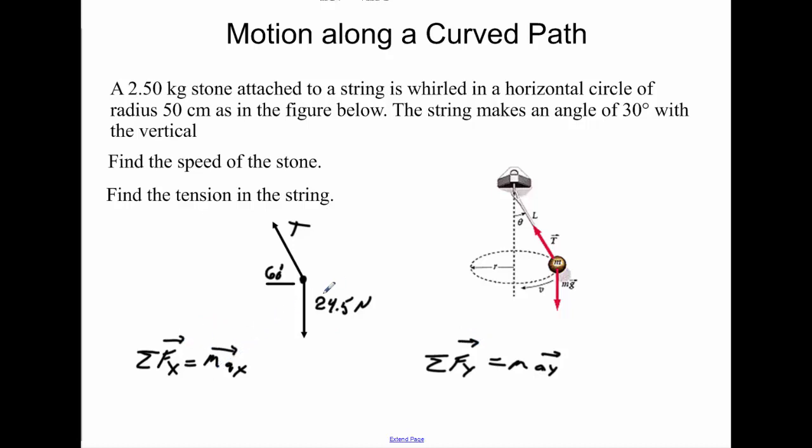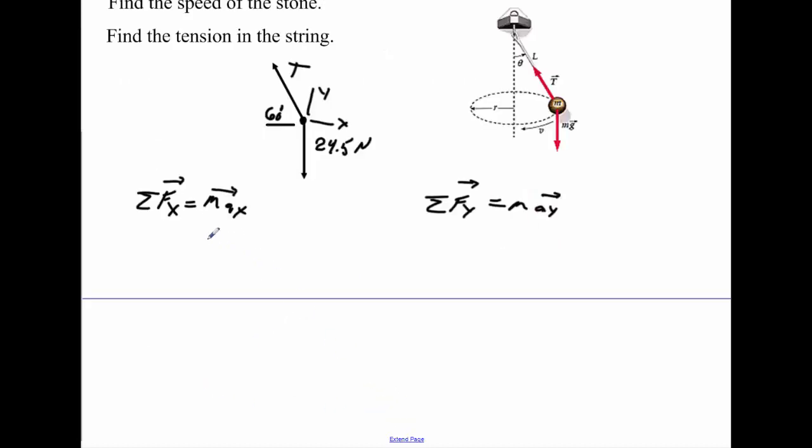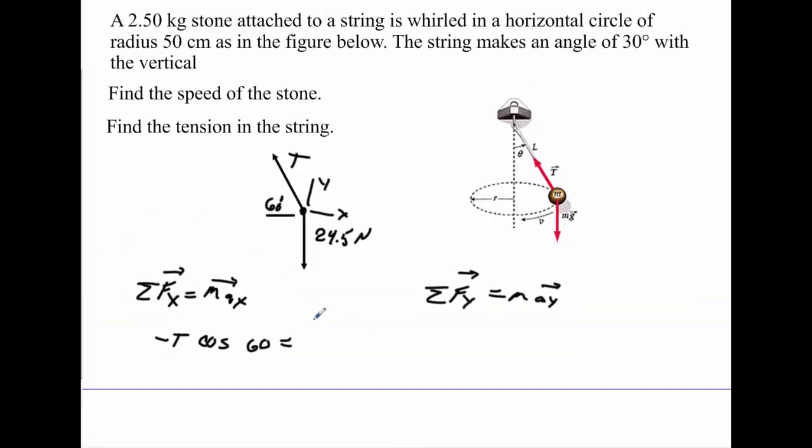Okay, so if I'm going to do that, I'm going to let anything that goes this way be x, anything that goes up be y. So when I do this, I will get minus T times the cosine of 60 degrees is equal to my mass times acceleration. My mass is 2.5 times my centripetal acceleration. And again, that's going to be negative because it's going back in.